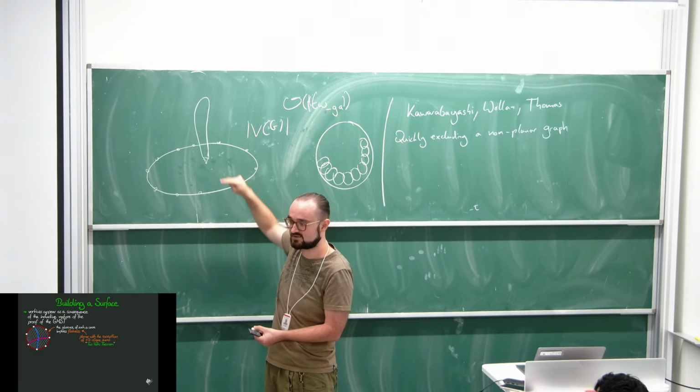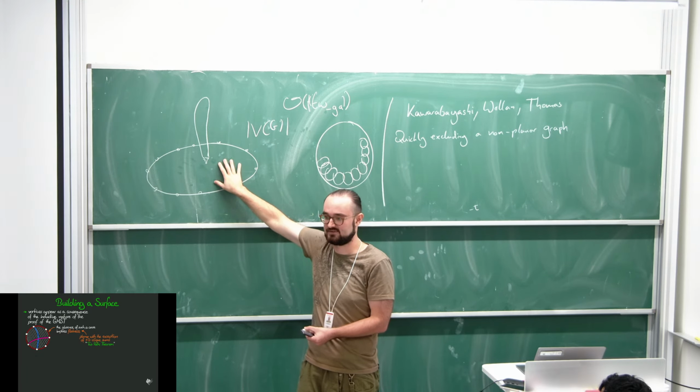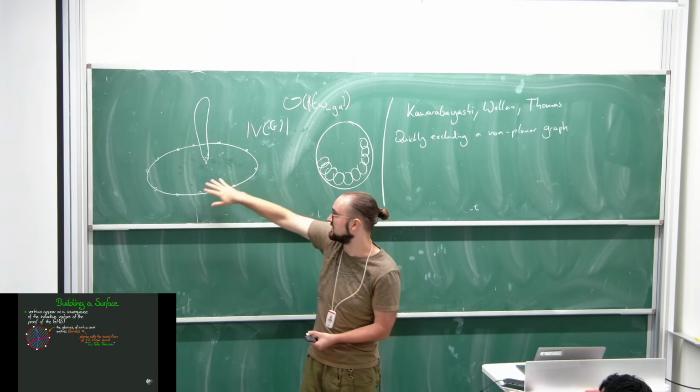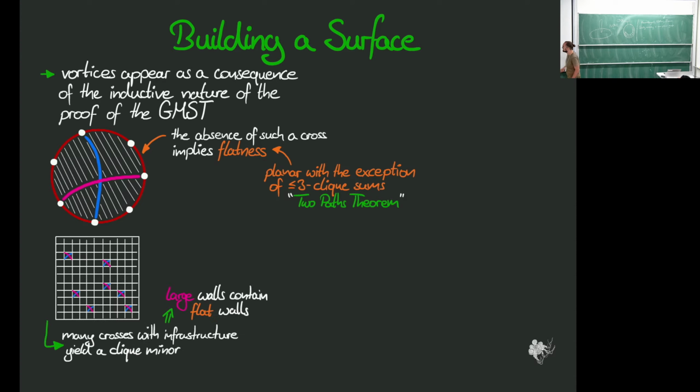This roughly explains the structure theorem for single crossing minor free graphs. That's exactly what happens if you exclude a single cross. You get something that's planar plus things that attach to it in a tree-like fashion. Okay, so this is what flatness means. That's also known as the two-path theorem. And that's the main argument we're going to use.